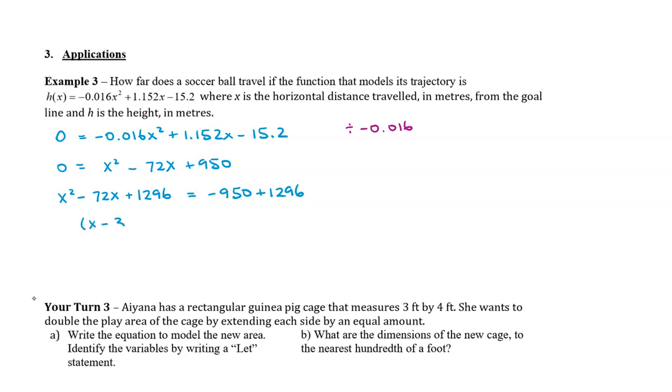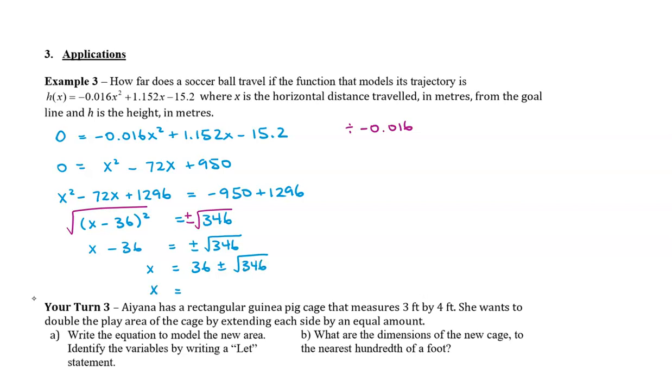So this will be x minus 36 all squared. And then negative 950 plus 1296, and we'll just do that on the calculator, is 346. So square root both sides. So this will be plus or minus. And we have x minus 36 equals plus or minus. Now I don't know what this is, so I'm going to leave it as plus or minus the square root of 346. And we're going to move the negative 36 to the right. So 36 plus or minus the square root of 346.